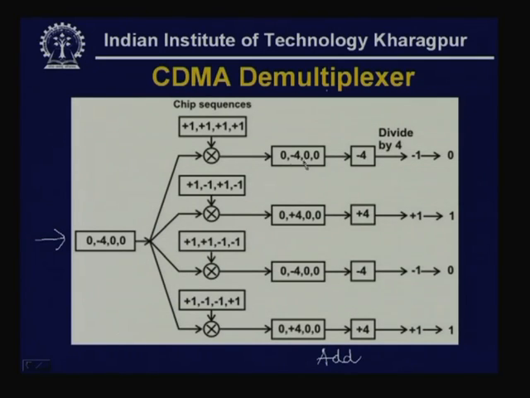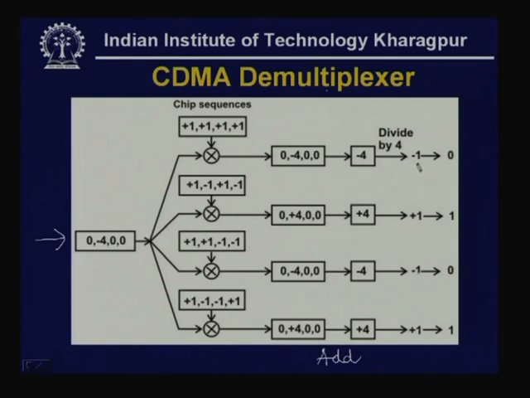So, if you add, then you get -4. Here if you add all the 4, you get +4. Here if you add, it becomes -4. If you add 0 +4 0 0, you get +4. Then you divide by 4 because the total number of channels is 4. Then you get -1 here, +1 here, -1 here, +1 here. So, after dividing by 4, you get -1 +1 -1 +1.